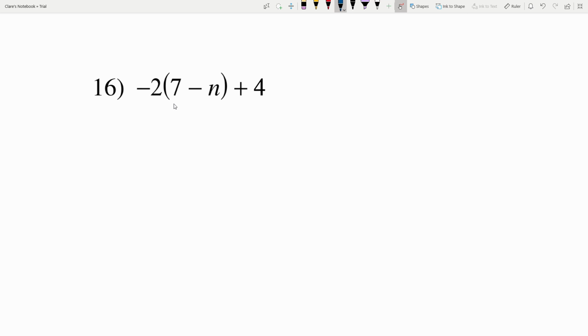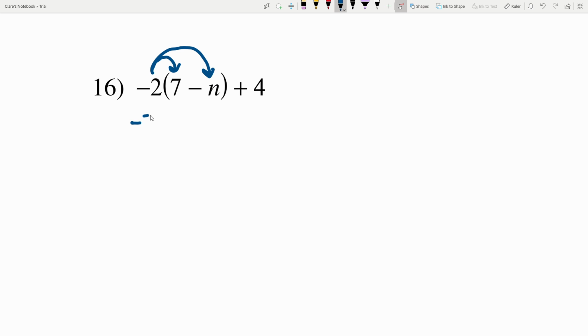Because we have these parentheses here, order of operations says we have to do 7 minus n first. But we don't know what n is, so we don't know what this result's going to be. So we're going to use our distributive property, which says we can multiply in negative 2 to each of our terms in order to get rid of those parentheses.